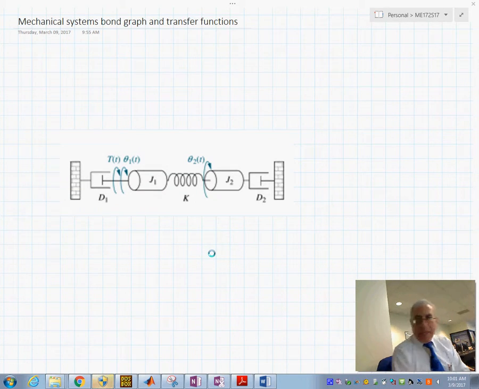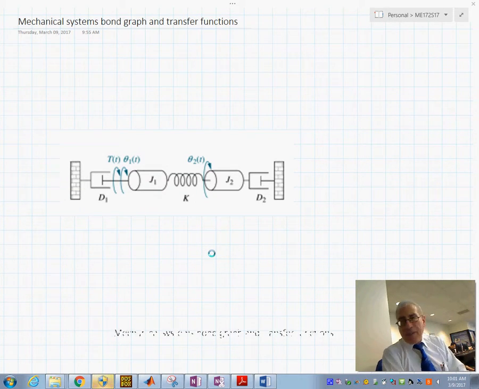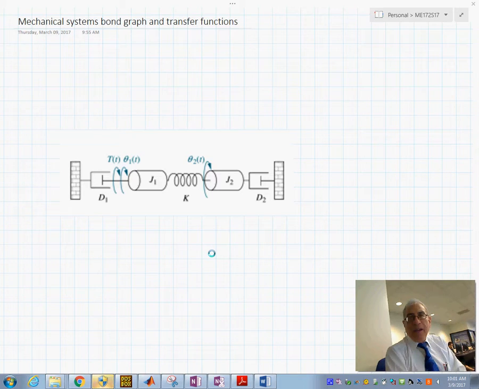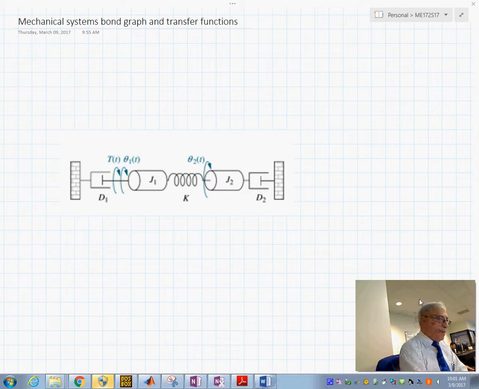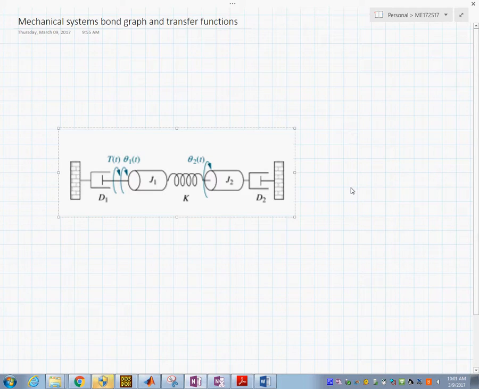We have this mechanical system that you see on the screen right now, and the objective here is to obtain the bond graph model and also obtain the transfer function as is specified in there. So to do that, we have the system in here. First, we need to build the bond graph model, and then we need to specify the output.